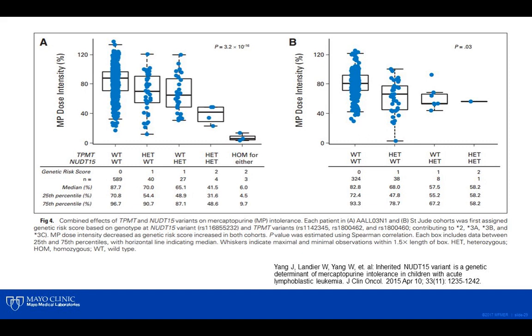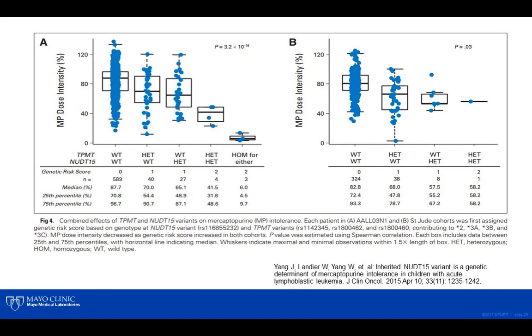Those who were heterozygous for either gene had a risk score of 1. And those who were either homozygous for one of the genes or had heterozygous variants for both of the genes had a risk score of 2. And no patients were identified with a risk score of 3 or 4 in this cohort. And as you can see, the mercaptopurine dose intensity decreases with increasing score.